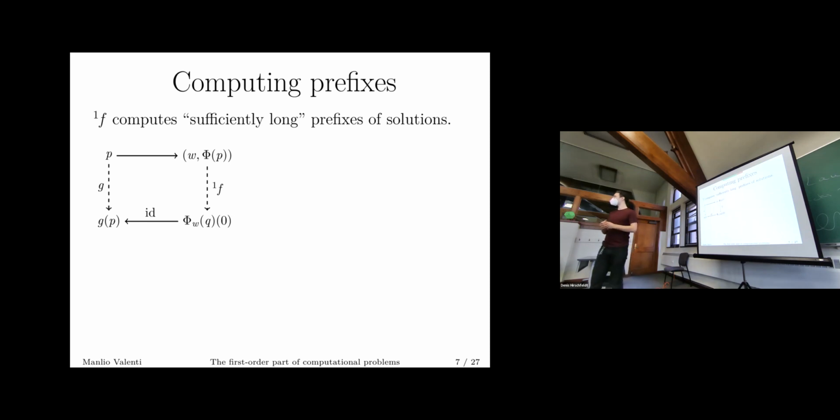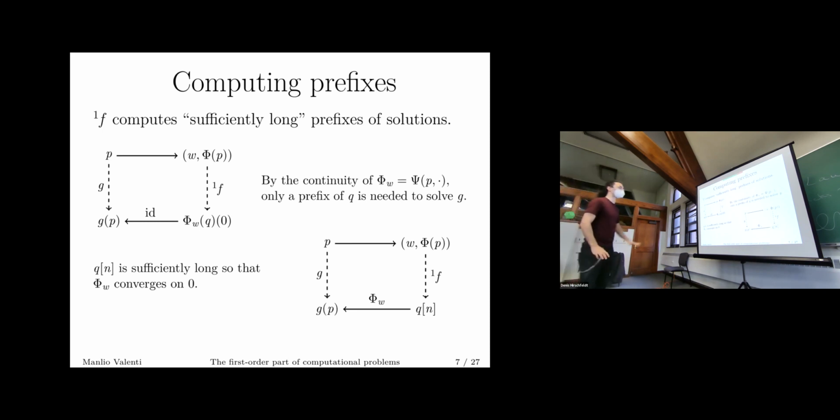Okay. Maybe I can give you better examples. Anyway, so the idea is that you can rephrase everything by saying that the first order part is actually the problem of computing sufficiently long prefixes of solutions. And why is that? Well, this is the diagram I showed you a moment ago in the proof of why G reduces to 1F, the way we defined it. But by continuity, to produce the first bit, you only need the prefix of Q. You don't need the whole Q, you just need a sufficiently long prefix Qn here.